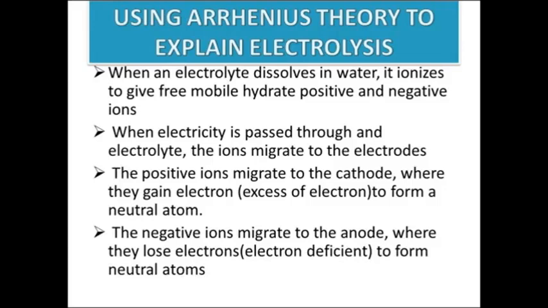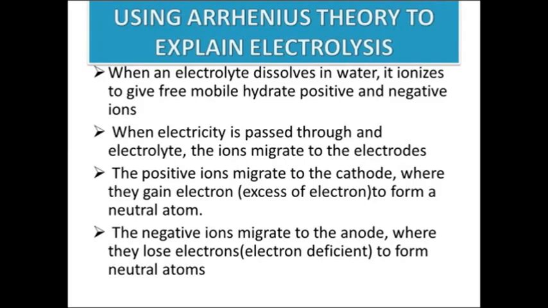Now, what is the meaning of this theory? Arrhenius proposed that electrolyte dissolves in water to produce positive and negative ions. Then, during electrolysis, or when there is passage of current, the positive ions migrate to the cathode, while the negative ions migrate to the anode.